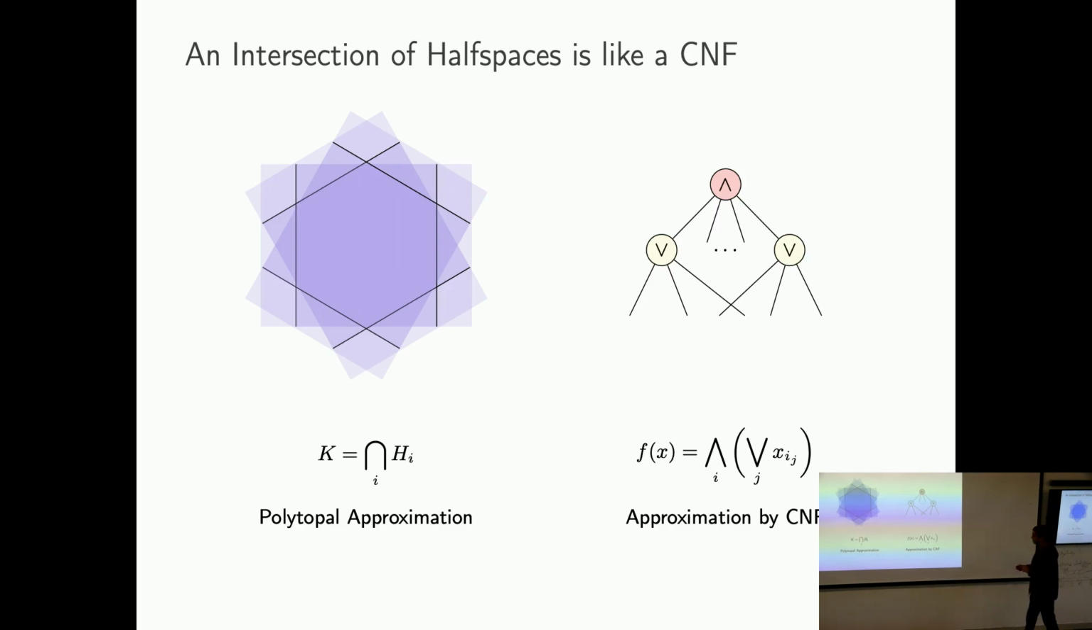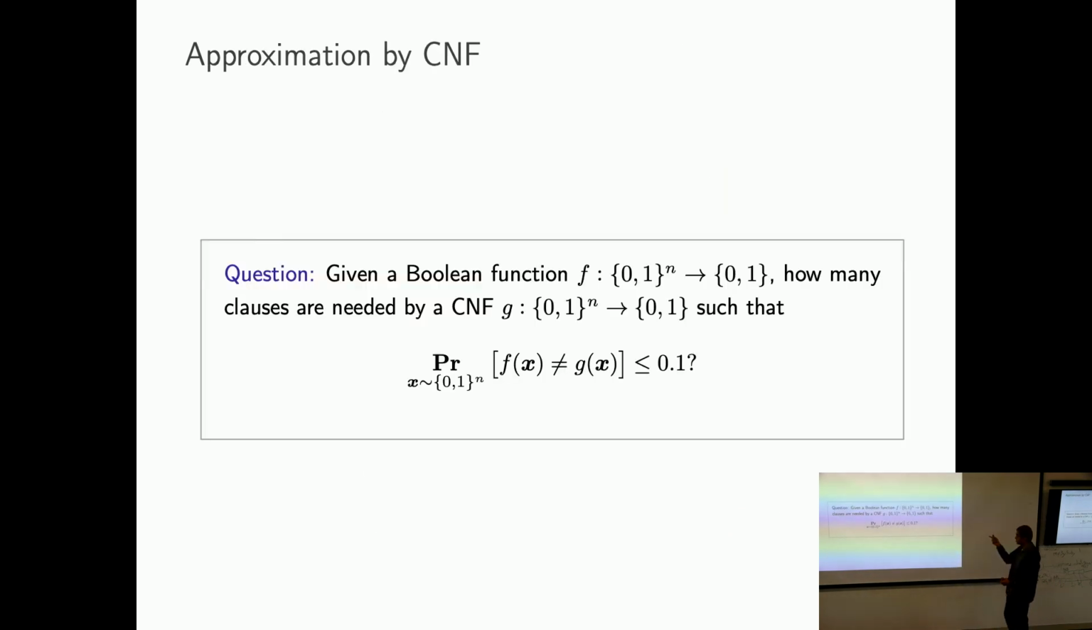Good. So all of you know what polytope approximation means, but let me formally tell you what CNF approximation is. So over here, approximation is going to be under the uniform distribution. Someone walks up to you with a Boolean function. How many clauses do you need to approximate the Boolean function f to accuracy 0.1? And the error metric is exactly analogous. You just take the uniform distribution over the cube, and you look at the probability of landing in the error region of these two functions.